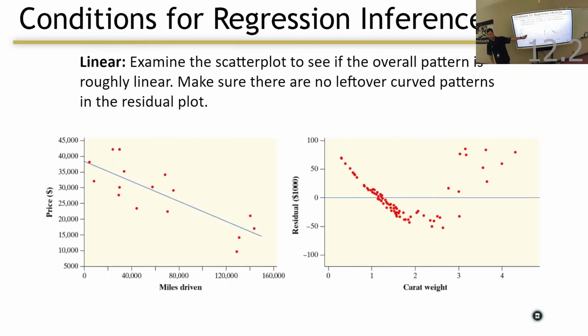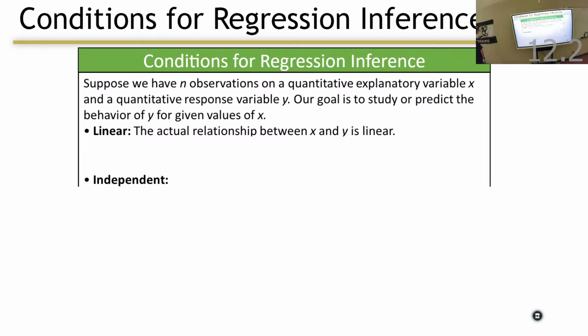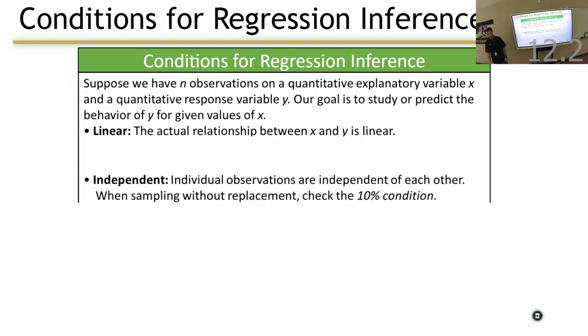I would be okay doing the inference for this. I would not be okay doing the inference for that over there because that doesn't even look linear. I don't think inference is going to help me any at all. Good enough with that? So it's got to look linear. We need the 10% rule still. The samples need to be less than 10% of the population. That's what the independent one says. The independent one is the 10%.